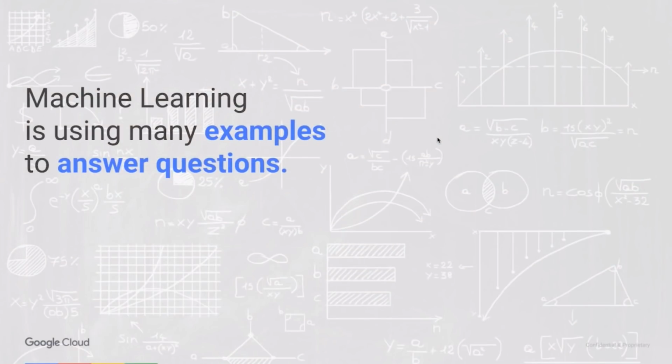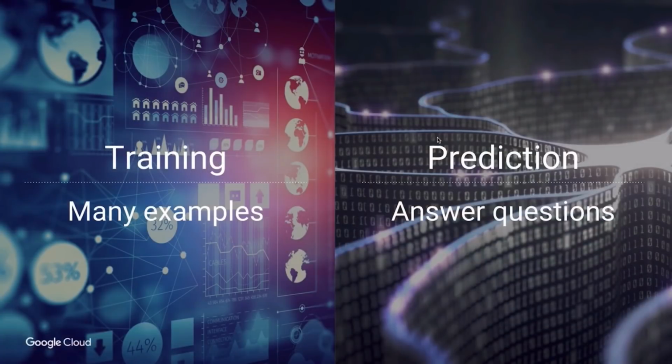Before we dive into things, I want to just make sure we're all on the same page about what is machine learning. For me, I've boiled it down to just a few words. Machine learning is using many examples to answer questions. We can take this definition and split it into its two main parts, using many examples and answering questions. Those two correspond to training and prediction.